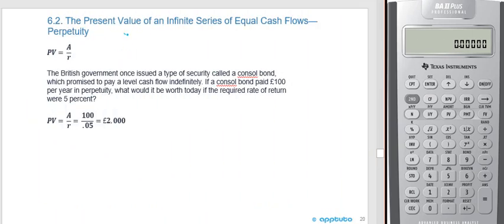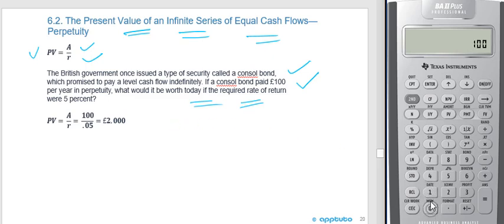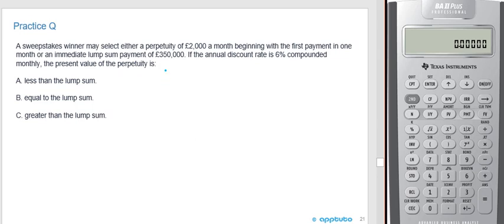This slide is really quick. It's the present value of an infinite series of equal cash flows. So we just have a formula here. The present value equals the amount of the payment divided by the interest rate. The British government once issued a type of security called a consol bond, and it promised to pay a level cash flow indefinitely. So if the consol bond paid £100 in perpetuity, what would it be worth if the required rate of return was 5%? So that's really easy. You just take your 100 and you divide by your 0.05, and the value of that's £2,000. Anyhow, a quick little practice problem for you.